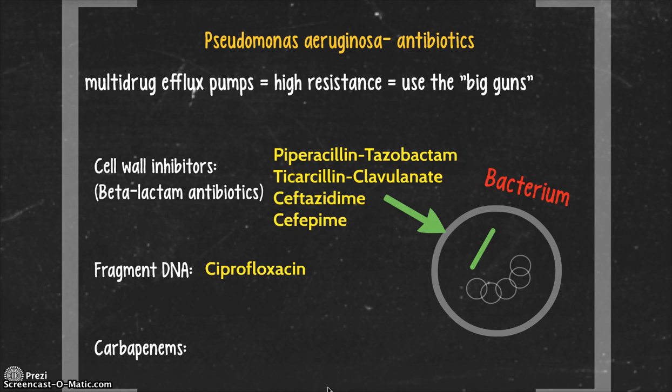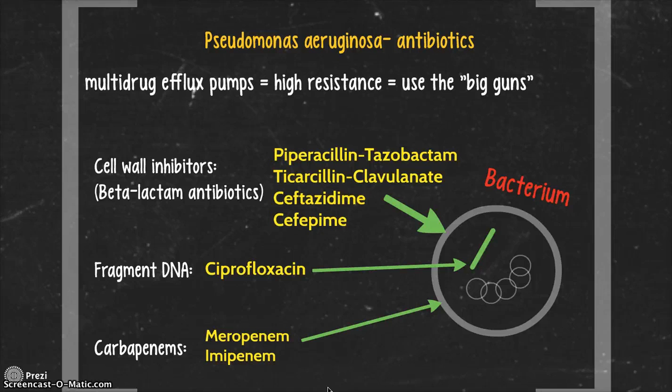Fluoroquinolones that fragment DNA, including ciprofloxacin, are also effective. Carbapenems like meropenem and imipenem are also effective against the bacterial cell wall. While it is not imperative to remember all of these antibiotics, it is important to remember that if you suspect Pseudomonas aeruginosa infection, you need to target your antimicrobial management effectively.